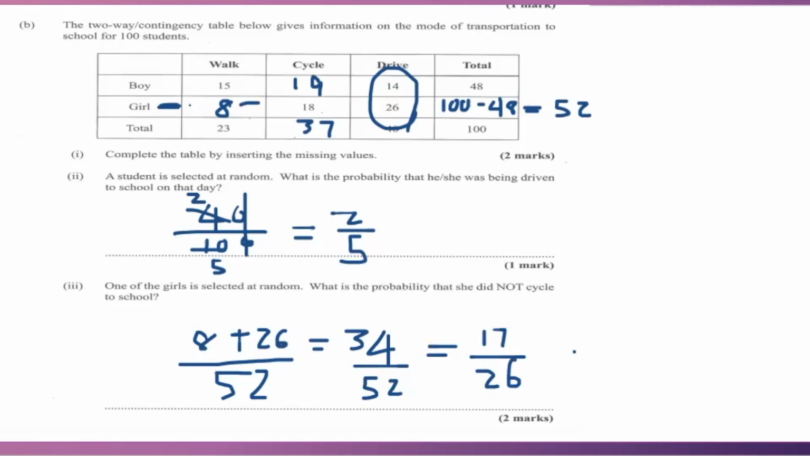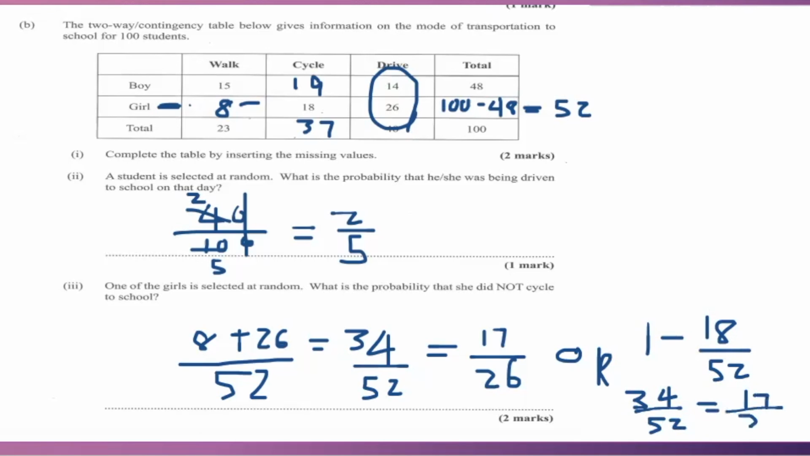Now, another way that persons could do this, probability is out of 1. So we can say 1 minus the probability of students who actually cycle to school. And the amount that cycle to school is 18. 18 girls cycle out of 52. So the amount remaining will be 34 out of 52, and then you would have reduced it to get the same, which is 17 out of 26. And that's it.